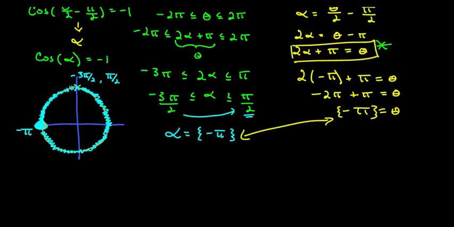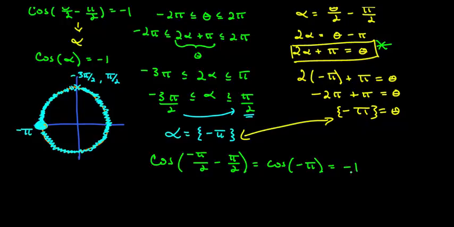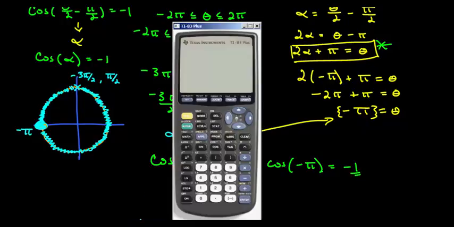If we check that, we take the cosine of negative pi over 2 minus pi over 2, that'll be the cosine of negative pi, which is equal to negative 1. Graphically, if we check that, I'll put in the cosine of theta over 2 minus pi over 2. And let's see, when is it equal to negative 1? If I graph those out, I see that at negative pi, they cross.